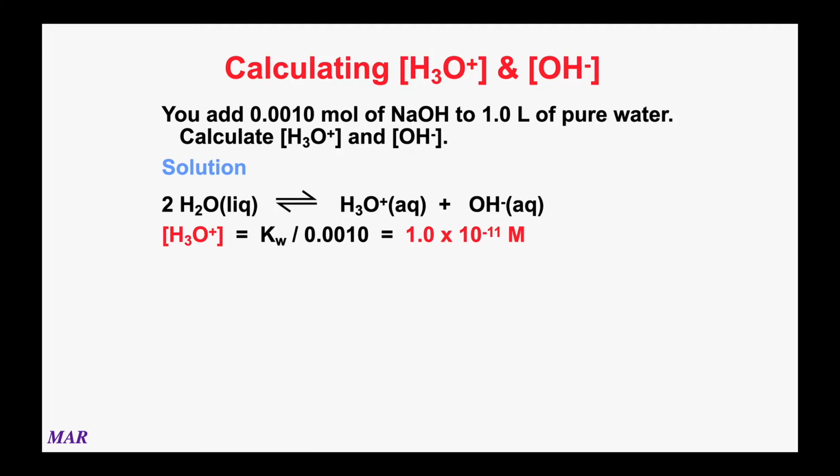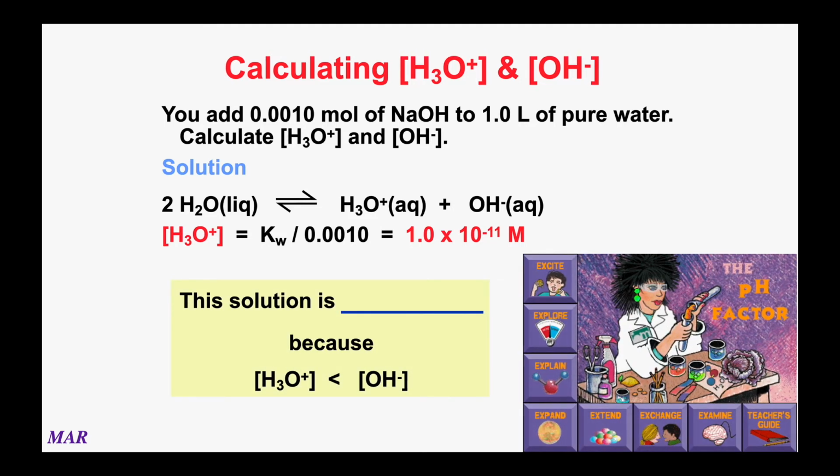When you have 0.0010 mole of sodium hydroxide, the hydronium goes from 10 to the minus 7th in neutral water to 10 to the minus 11th moles per liter. And of course, that's pretty small. This solution would be considered basic, all right? Your hydronium, 10 to the minus 11th, is so much smaller than the 10 to the minus 3 moles per liter hydroxide. And anytime you have more hydroxide than hydronium, we would consider this number to be basic. If the hydronium value was larger than hydroxide, that's when we would consider it to be acidic. But in this case, more base than acid, this is going to be basic.